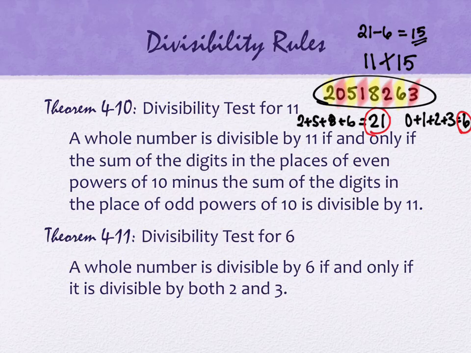20,518,263 will also not divide by 11. Okay, all good? Okay.